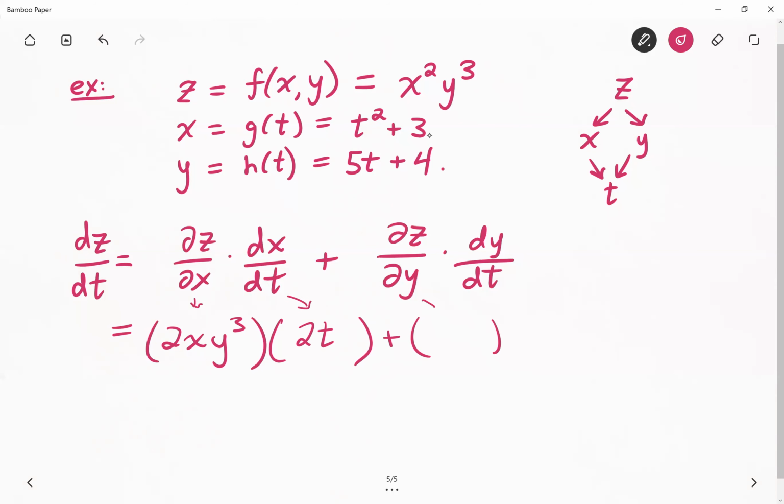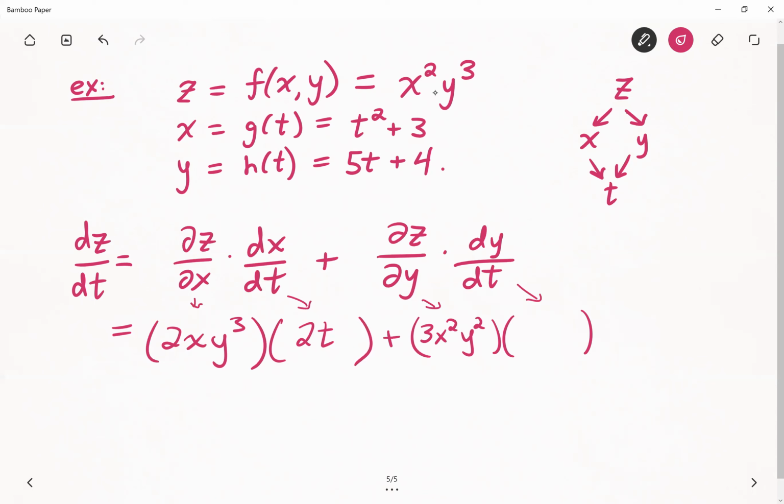Plus, now we need to calculate dz dy. So again, this is a multivariable problem. y is the variable, and x is the constant in this scenario. So we have a constant times y cubed, and the derivative of the constant times y cubed is that constant times 3y squared. I'll move the 3 out in front. I'll get 3x squared y squared times the derivative dy dt.